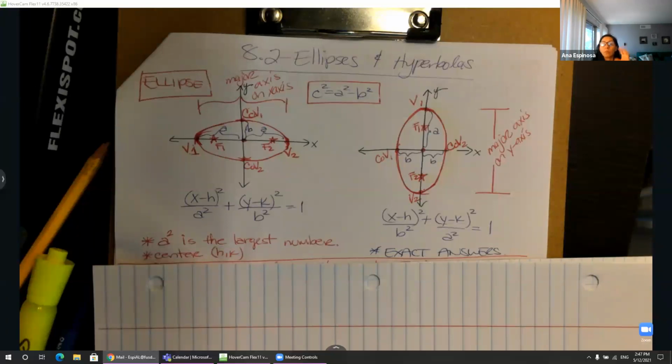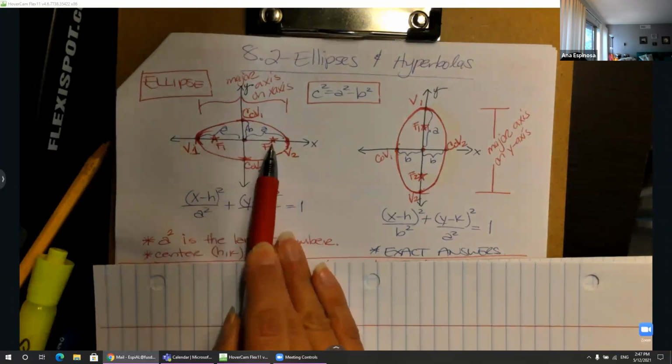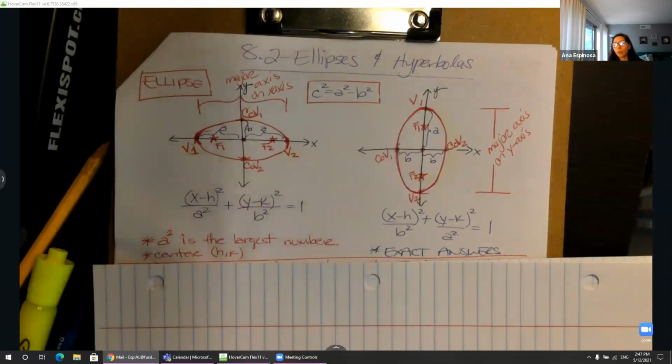Co-vertices, okay? Well, they're co-vertices. I just shortened it, but it's co-vertices, co-vertex, each co-vertex, plural. All right. And then you have some focus points, focus point 1, focus point 2. Again, those are not part of the graph, but they aid in graphing an ellipse, okay? But since we're going to be graphing it in a different format, you don't really need them other than just to give it as information, okay?